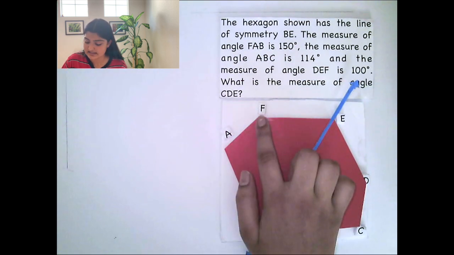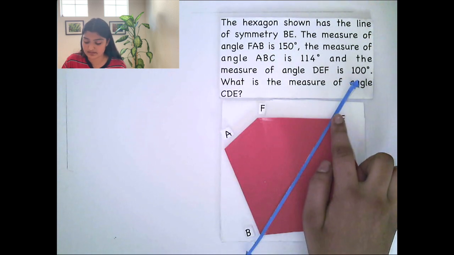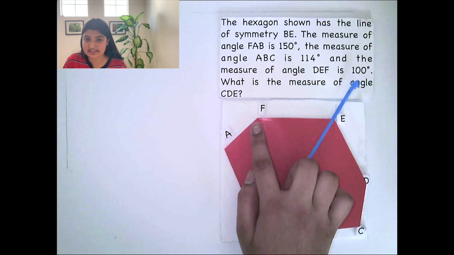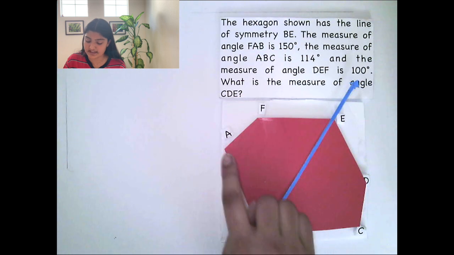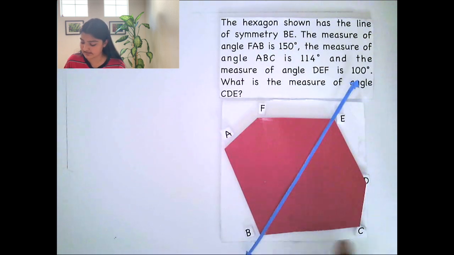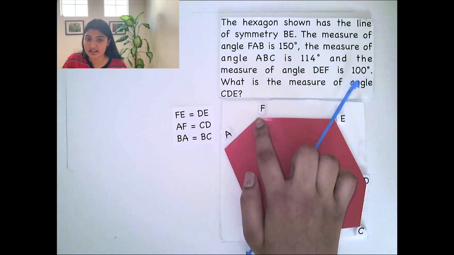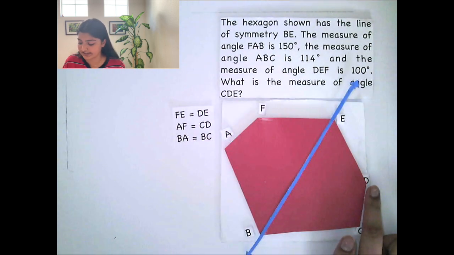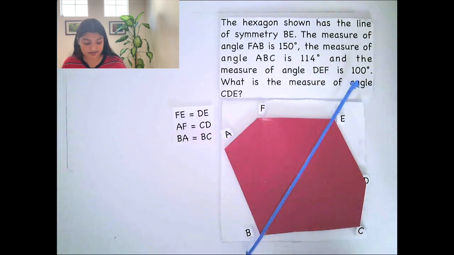For instance, segment FE has the same length as segment DE. Segment AF has the same length as segment CD. And finally, segment BA has the same length as segment BC. Aside from the similar lengths, they would also share the same angle measures. For instance, angle F has the same measurement as angle D. Angle A also has the same measurement as angle C.